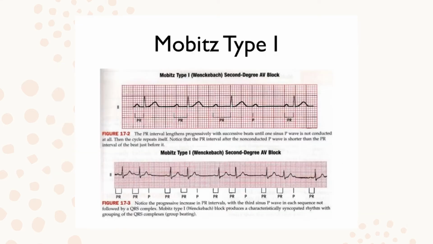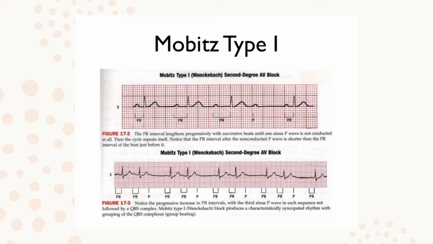Another example of Mobitz type 1: you can see in the top one the PR is lengthening progressively with successive beats until one sinus P wave is not conducted. Then the cycle repeats itself. Notice that the PR interval after the non-conducted P wave is shorter than the PR interval of the beat just before it. As we said, it resets. It all has to do with refractory periods, and the AV node has enough time to reset itself.